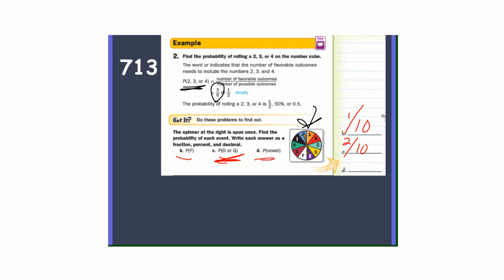Okay, vowels. How many vowels? We have an A, E, and an I. 3 vowels on that spinner. So that's 3/10, which is 0.3 or 30%.